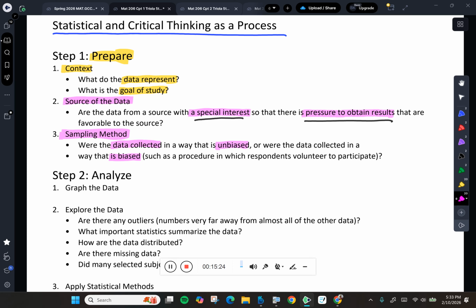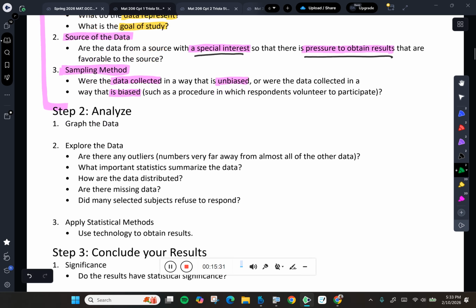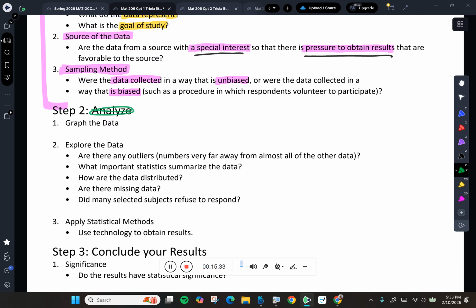Okay. All right, so let's say that you've gone through that and you accept that the data is good, it is unbiased, there was no pressure. Next thing you want to do is analyze that data. Whoop, I don't want that one. I wanted a highlighter, sorry. You want to analyze that data.